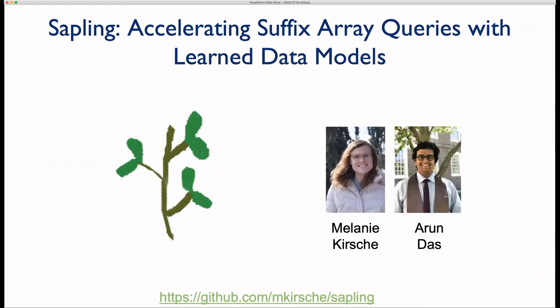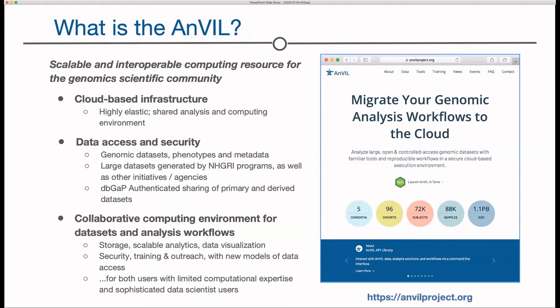This was developed primarily by my awesome student, Melanie, and we also got great support from another student in the lab, Aran Das. To put a little context on this, I'm very involved in a big NHGRI project called AnVIL. This is a cloud-based system for doing very scalable genomics, primarily for human genetics, although it has capabilities for other systems as well.